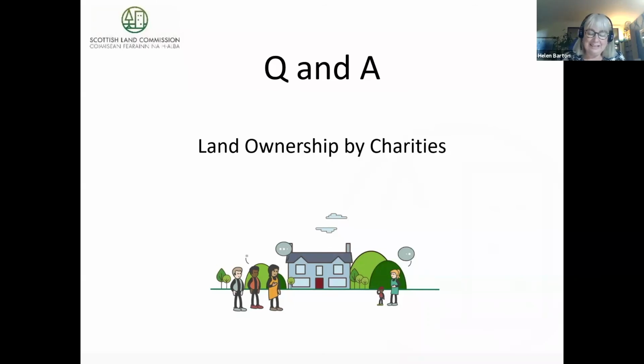Kirsty, I'm going to ask you a question that came in earlier as well. Gemma mentioned there about the expectation for community engagement plans, and we had a question sent in from a national organisation with land and property in lots of different locations. So they're wondering if they're expected to have a community engagement plan for all of them.